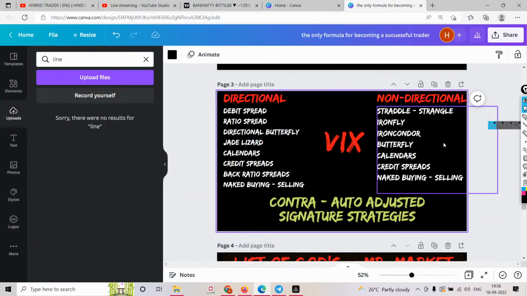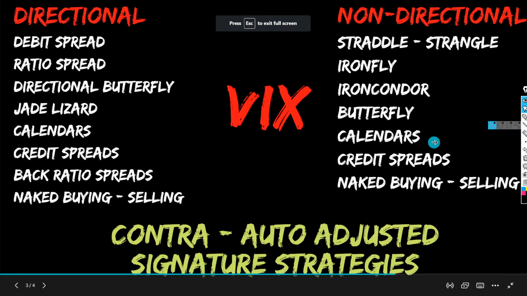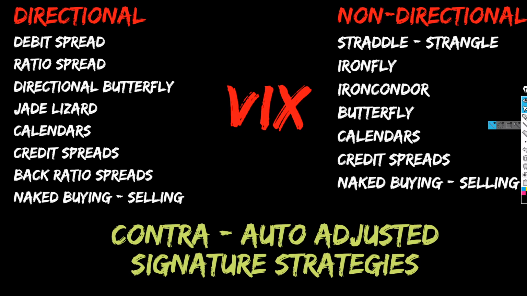Alright, so now we have discussed all these things. So basically on Friday end of the day or on Thursday end of the day, you have to analyze this way. I'm not telling you to trade all these trades. I'm just telling you how to see. Based on where the Nifty stands, we have the potential of deploying a straddle, strangle, iron fly, iron condor, butterfly, calendars, credit spreads, and naked buying and selling.